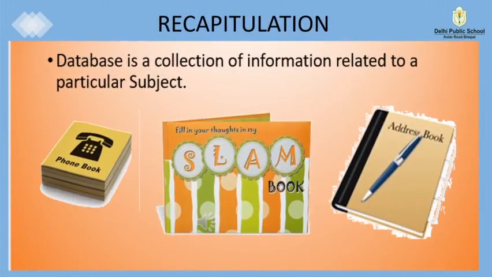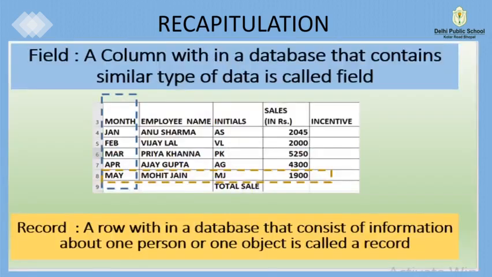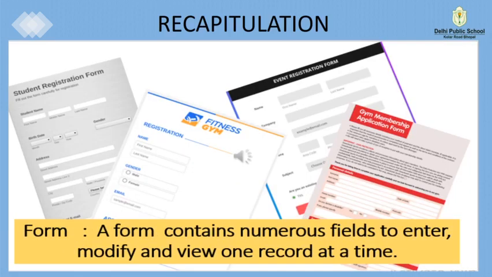Now, in our previous chapter, we learned about database, that is, the collection of data. And then we also learned about field and record. Field is a column in a database, whereas record is a row in a database. Then we learned about forms, that is, how we can create a database by using forms.